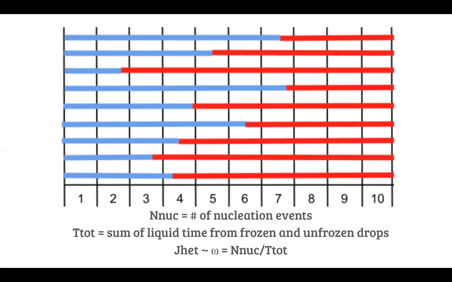To obtain the true units of J-hat, we must also account for the surface area of the water droplet. Thus, the final units of J-hat are freezing events per unit time per unit area.